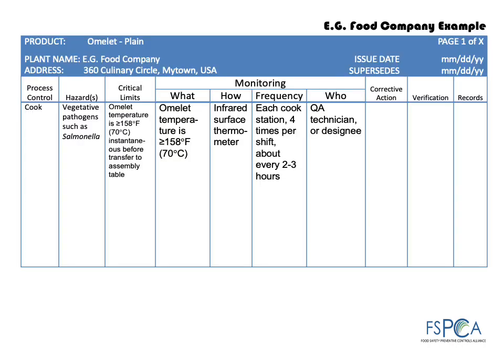The E.G. Food Company's food safety team determined monitoring procedures for each of the 2 CCPs identified. The cook step is discussed here. Metal detection is available in Appendix 3.